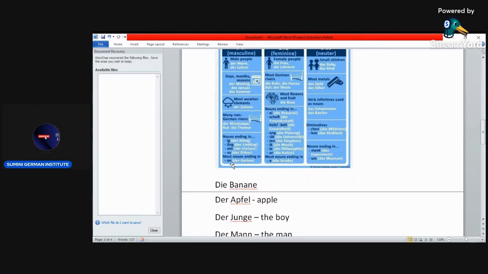Also here in masculine, if a noun ends with EN, it's automatically masculine. For the other endings, you can find one or two exceptions, but for EN, for masculine, all of them, and for E, feminine, for all of them, no exception.